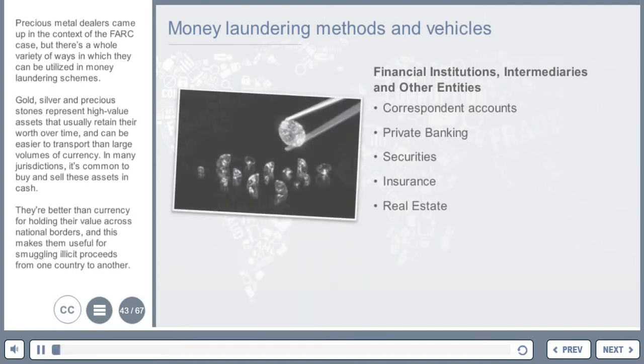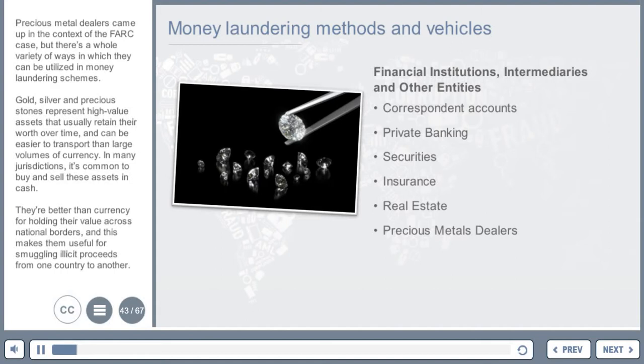Precious metal dealers came up in the context of the FARC case, but there's a whole variety of ways in which they can be utilized in money laundering schemes. Gold, silver, and precious stones represent high-value assets that usually retain their worth over time and can be easier to transport than large volumes of currency. In many jurisdictions, it's common to buy and sell these assets in cash. They're better than currency for holding their value across national borders, and this makes them useful for smuggling illicit proceeds from one country to another.